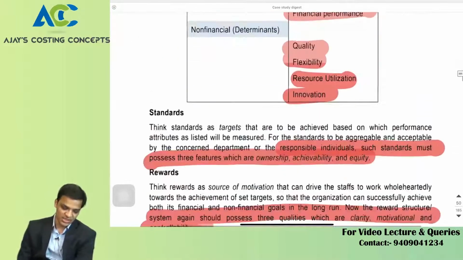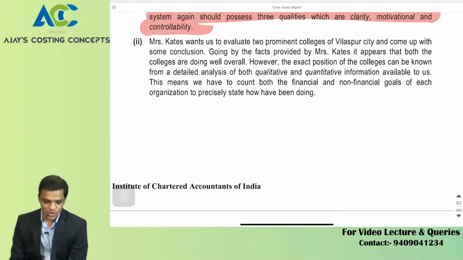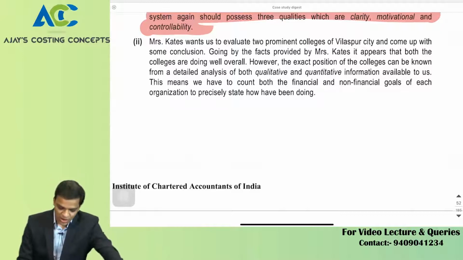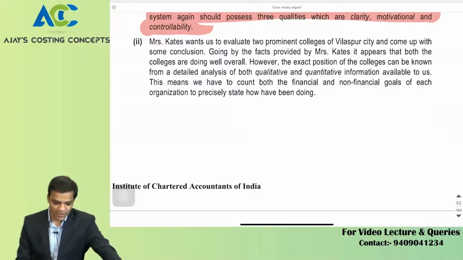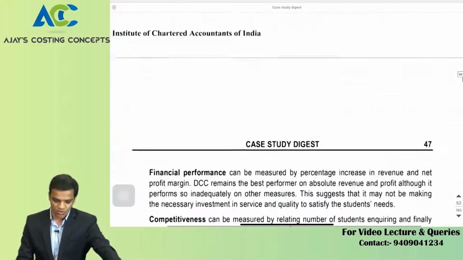How would you suggest? So now Mrs. Katz wants us to evaluate two prominent colleges of Vilaspur city and come up with some conclusion. Going by the facts provided by Mrs. Katz, it appears that both colleges are doing very well overall, right? However, the exact position of the colleges can be known from a detailed analysis of both qualitative and quantitative information available to us. This means we have to count both financial and non-financial goals for each organization.